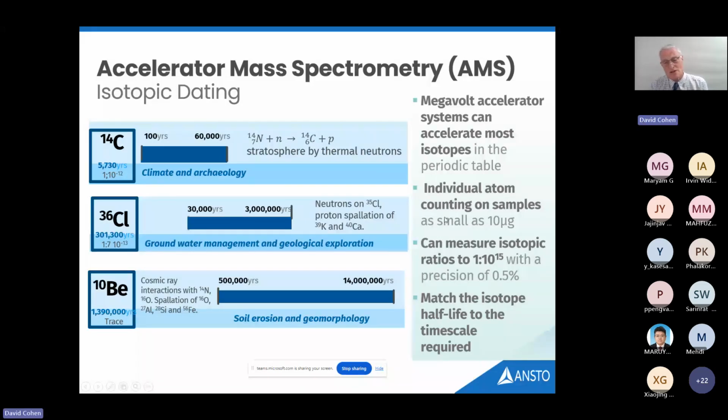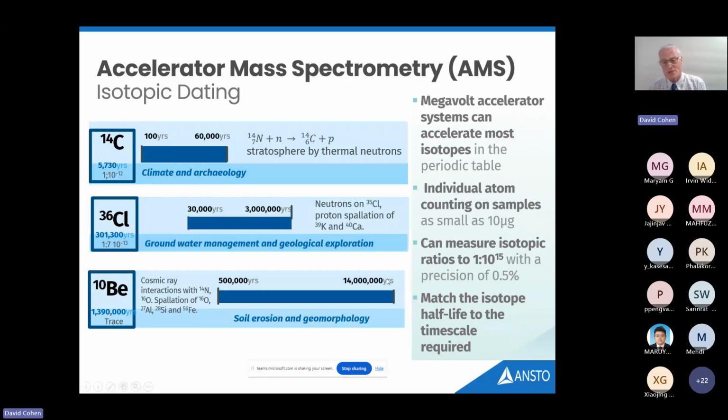And this is one of the unique techniques of accelerators. We can count individual atoms. We work on very small samples. AMS can be done on 10 micrograms of sample. And I'll show you a little bit later why that's important, looking at ice cores and measuring the dates down through ice cores. If you've got small samples, you get better timing resolution.